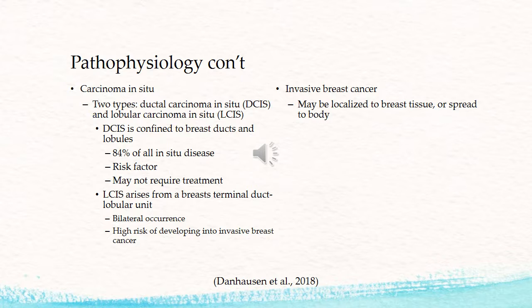Now, invasive breast cancer occurs when there's a malignancy which breaches the breast basement tissue and it begins to invade surrounding tissue. It may be localized to within the breast, or it may spread to other body parts, in which case we call it metastatic breast cancer.